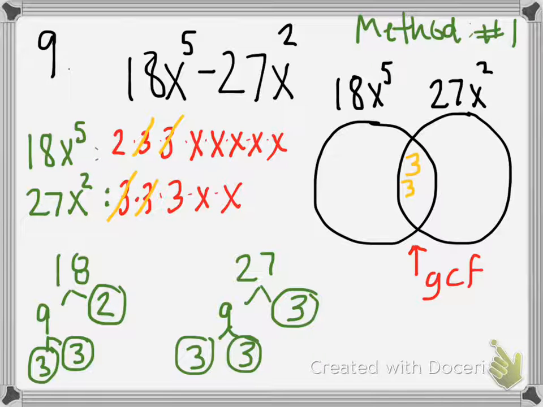So looking at the x's, how many x's do they have in common? Well, they have 2 x's in common, so I'm going to circle both. Cross them out in each list, and I'm going to put x to the second power to represent the 2 x's they had in common.